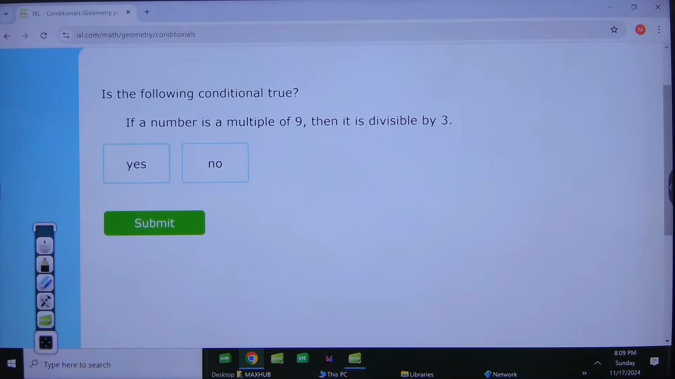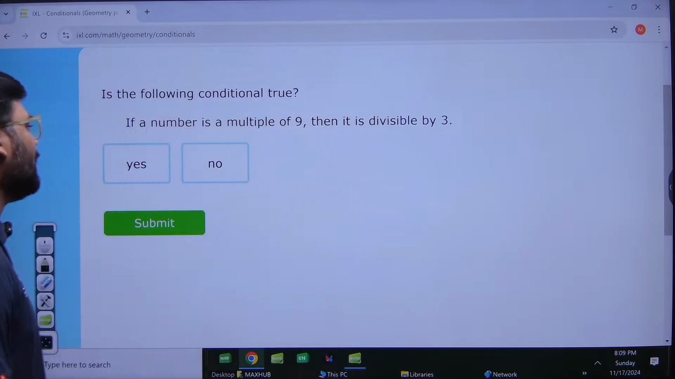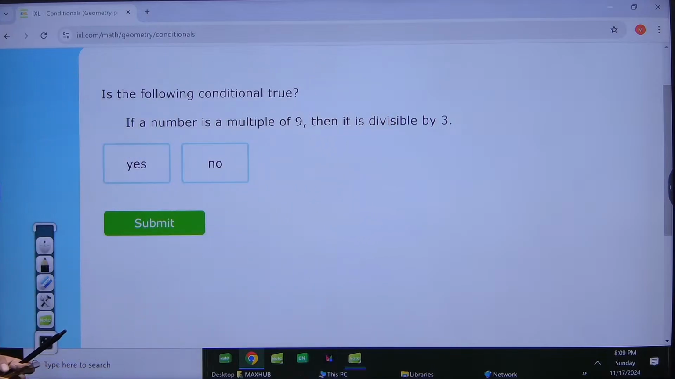What about this? No, it's not true. Give me a counter example. 45. 45 is a multiple of 9. It is not divisible by 3. Wait, oh, it is. Wait, actually, wait. Give me a counter example, then only I will get to know. I'm thinking. Yeah, 2 times 9, 18. No, wait.